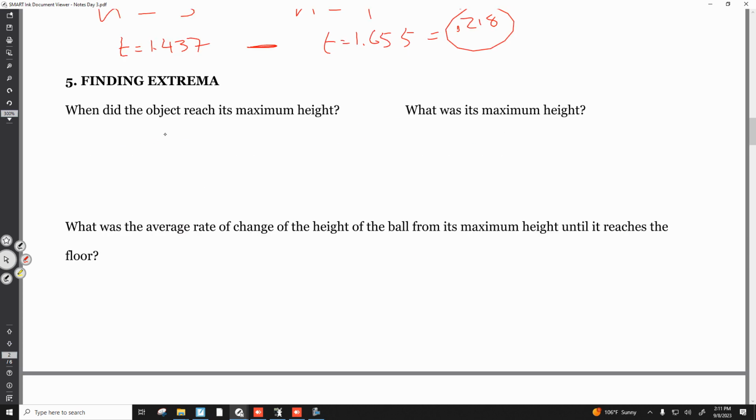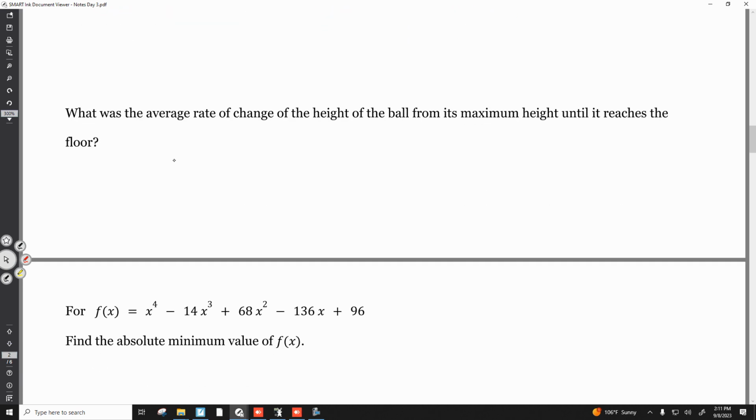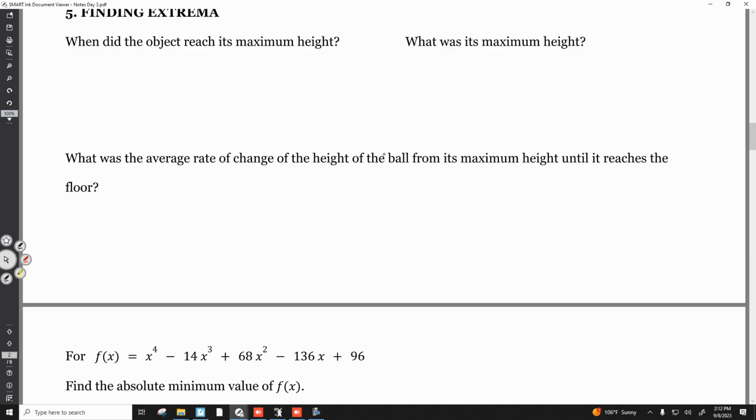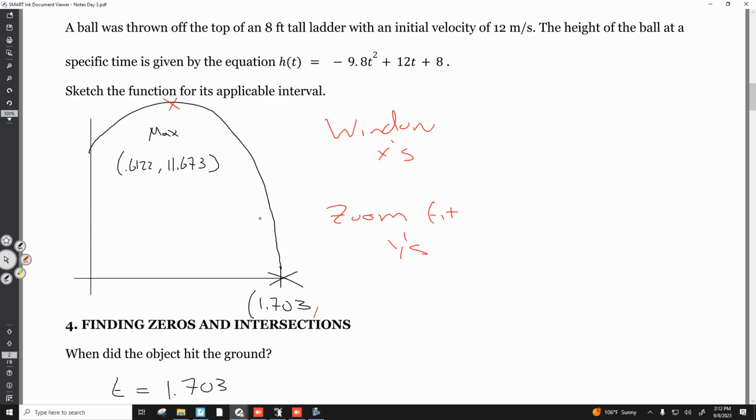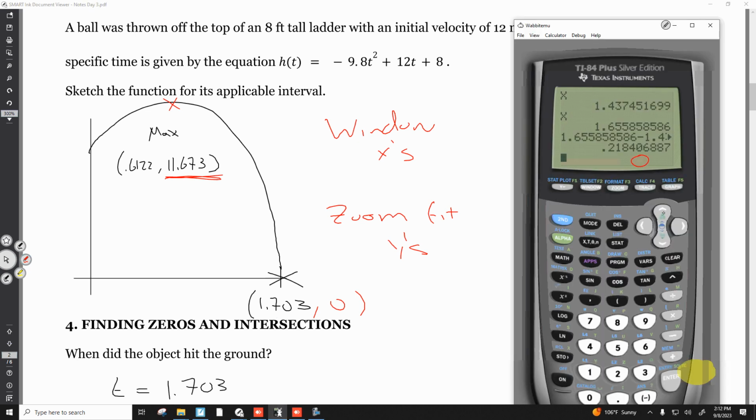We found the maximum. Average rate of change from the maximum to the floor. Let's do that up here because I have everything saved. My y's went from 11.673 down to 0. So that's a negative change. So let's find that 11.673 value. There it is. I'll make that negative.